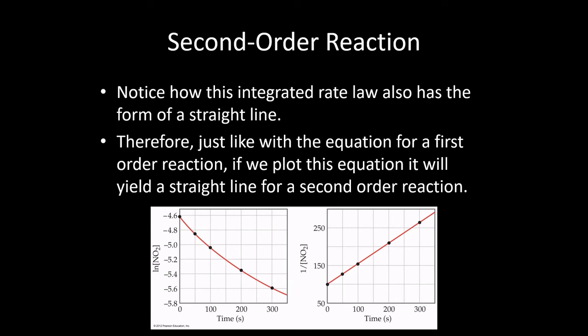And just like with the first order as well, if you get a straight line, that tells you that you have a second order reaction. So this particular data was plotted with both the first order graph and with the second order graph. And while this one looks kind of straight, you can also tell that there's a little bit of a curve in this graph. But this one is most definitely a straight line. And so this reaction is second order.